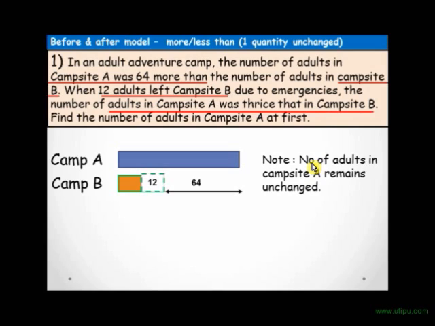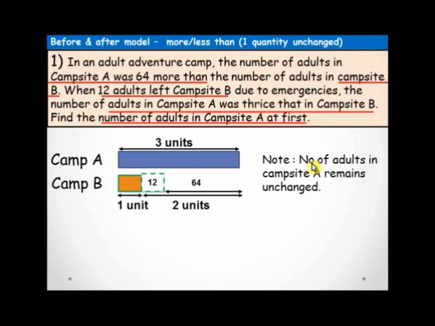The number of adults in campsite A was thrice that in campsite B. Now let's see how we can represent this in the model, which means campsite A becomes 3 units, campsite B, whatever that's left over is 1 unit. Thus you can see that 2 units is made up of 12 and 64.